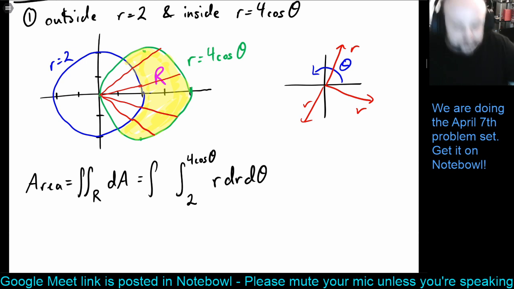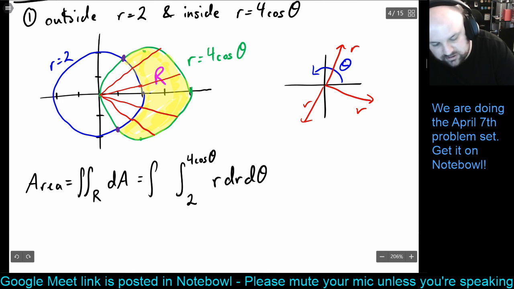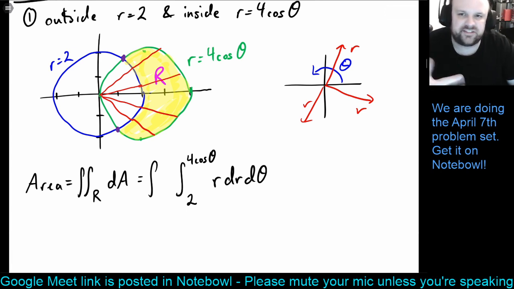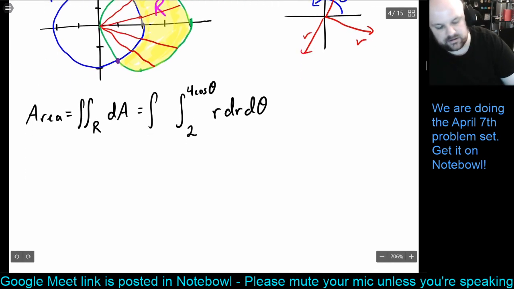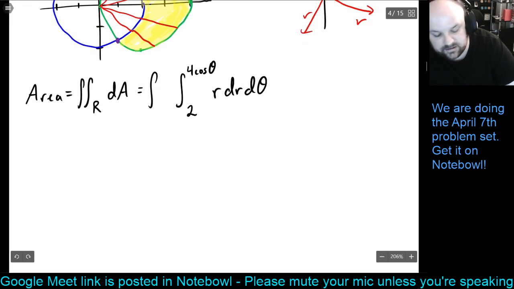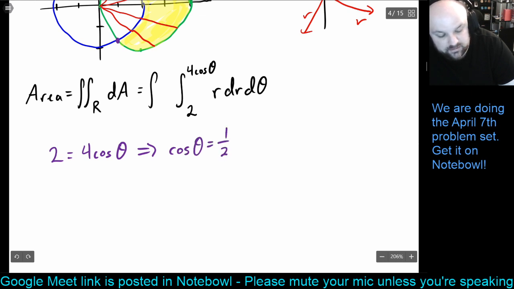So now we just have to figure out where does theta start and where does it end? It's going to start here, because remember, theta moves in a counterclockwise direction. So it starts here and ends here. We need to find the theta values, and the way we do that is we set these two things equal to each other. So we have r equals 2 and r equals 4 cosine theta, so 2 equals 4 cosine theta. This is saying cosine theta equals 1/2.